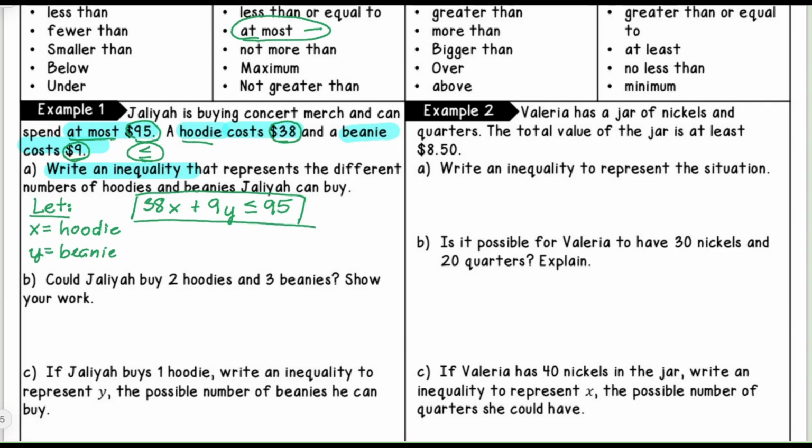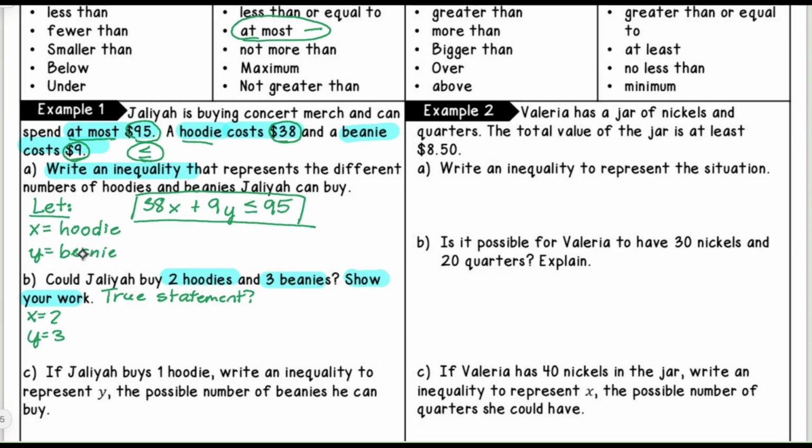Alrighty, so let's look at this next problem. It says here, could he buy 2 hoodies and 3 beanies? And we want to show our work. Now, the way that we're going to know if Jalaya can do this is going to be if this makes a true statement. So we want to know, can he do this? And so my X was my hoodies. X in this case is going to be 2 and my Y is going to be 3. So that's what I'm going to plug in.